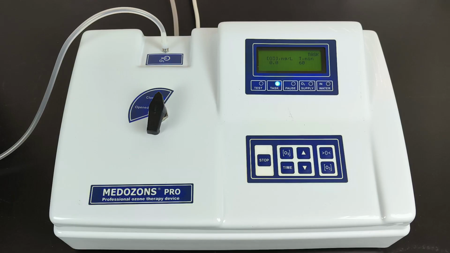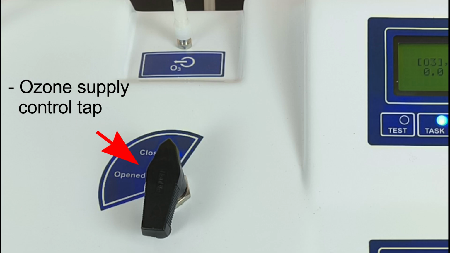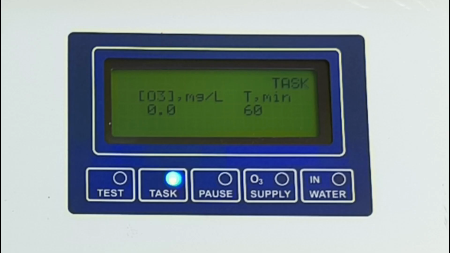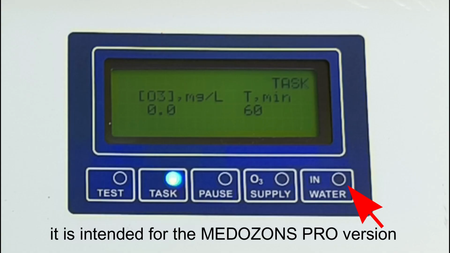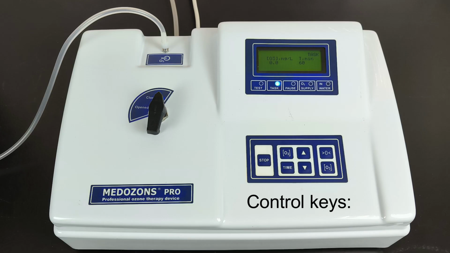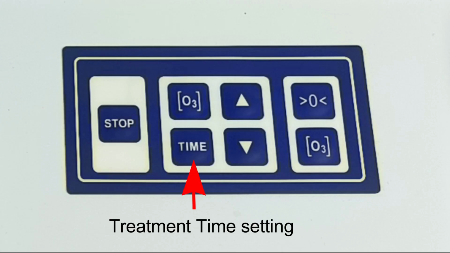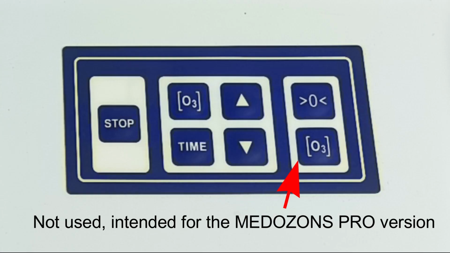On the front panel of the device: ozone outlet; ozone supply control tap, closed and opened positions. Information display. Operating mode indicators: test, task, pause, supply, in water. The in water indicator is not used, it is intended for the Medozons PRO's version. Control keys. Stop. Ozone concentration setting. Treatment time setting. Parameter increase or decrease. Not used, intended for the Medozons PRO's version.